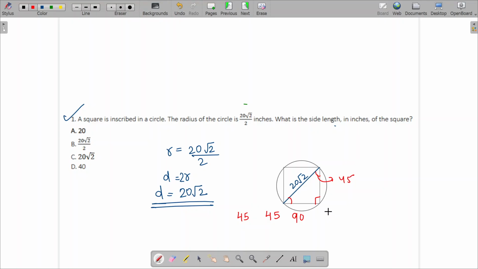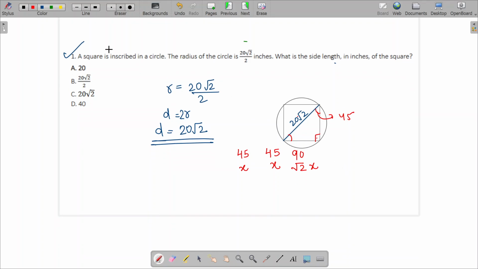Right? Now, that means if these two angles are 45, the side opposite to these angles will be x and the side opposite to 90 will be root 2x. Side opposite to 90 is already given. Side opposite to 90 is 20 root 2.